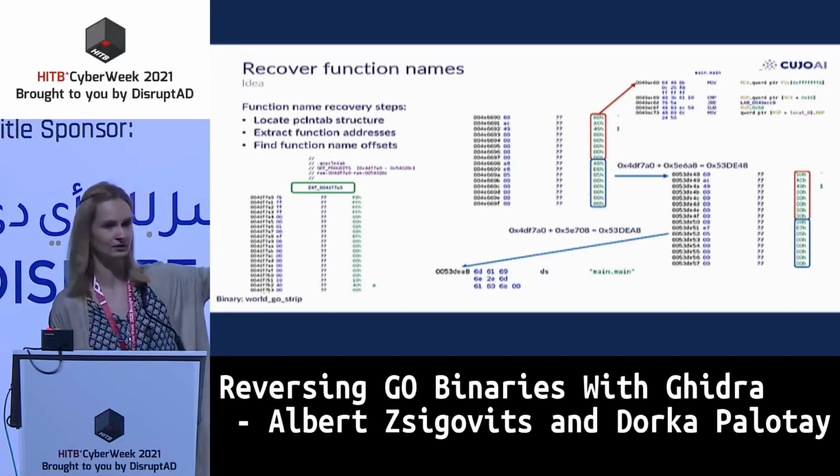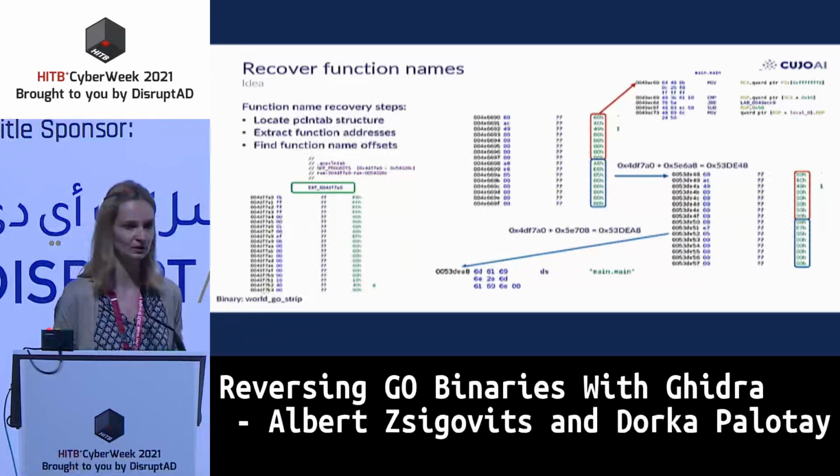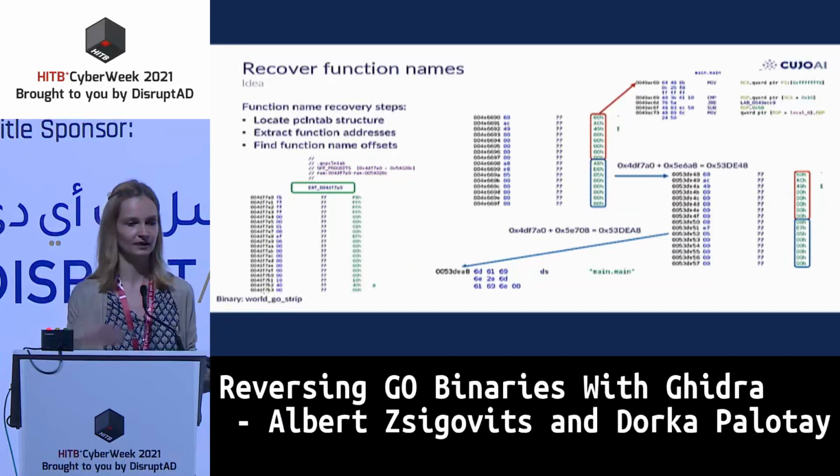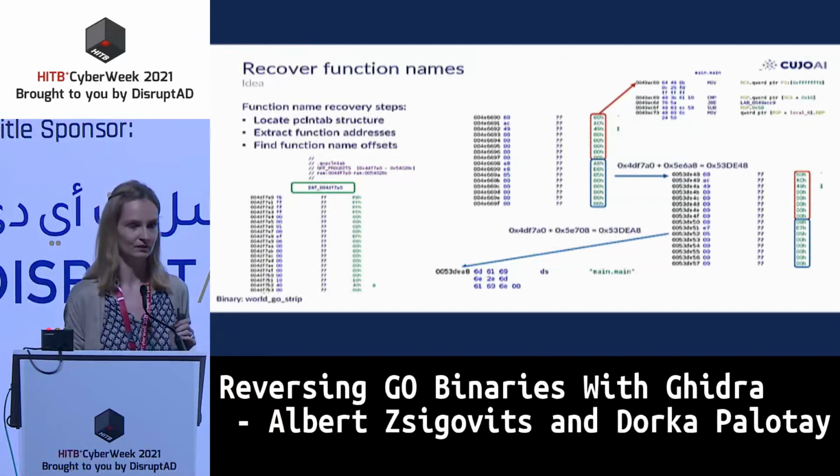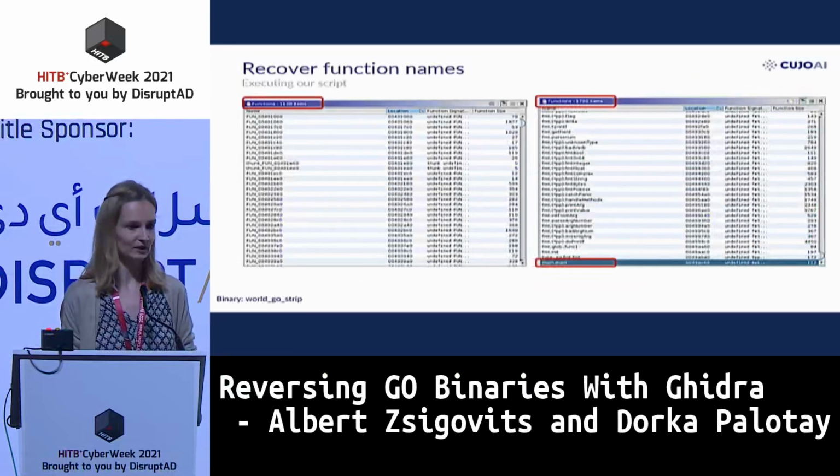We also put it there that there is this main.main function that we are looking for, and then there is an offset to the function metadata table where you can find again the address of the function followed by the address of the offset of the function name. So this is basically what we need to recover function names here.